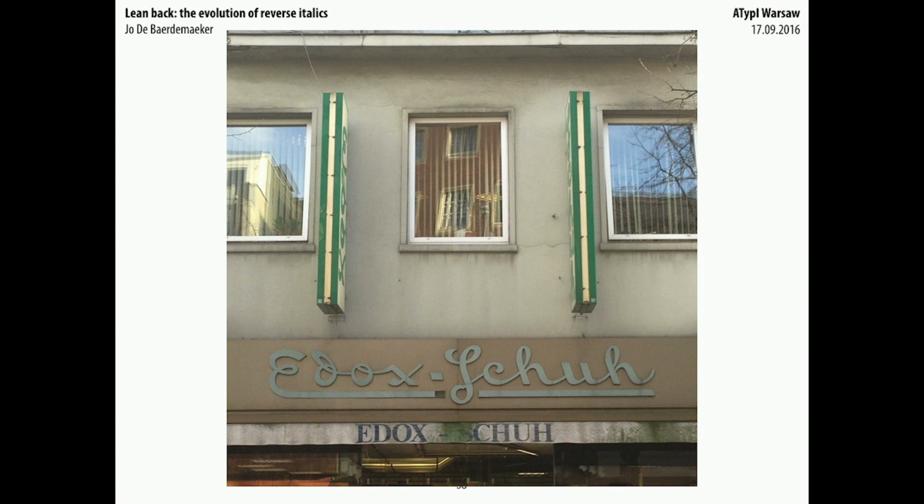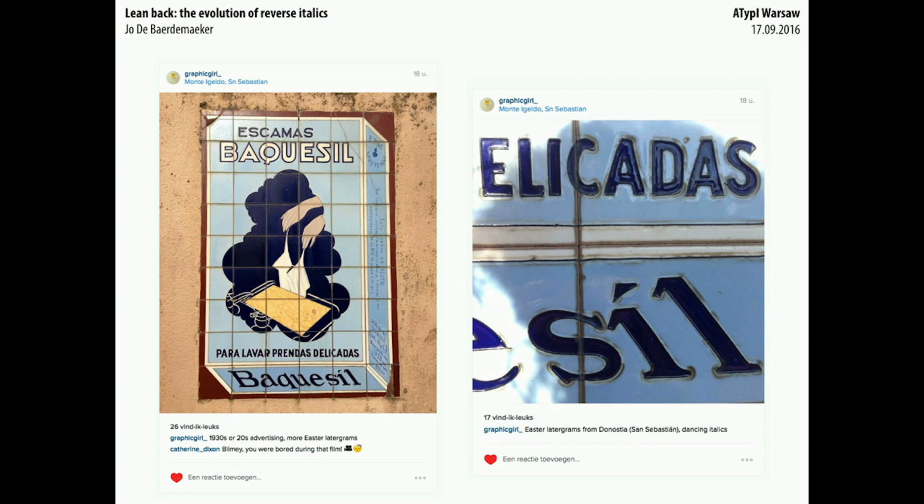We can see reverse italics almost everywhere in the street and everywhere in Europe and the world. Basically, as an example, from a shop in Aachen. Here is one from Spain.